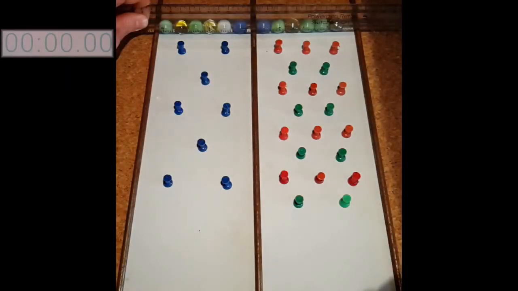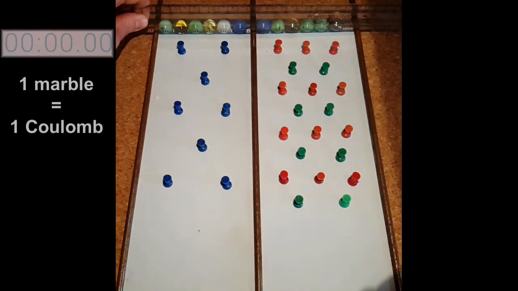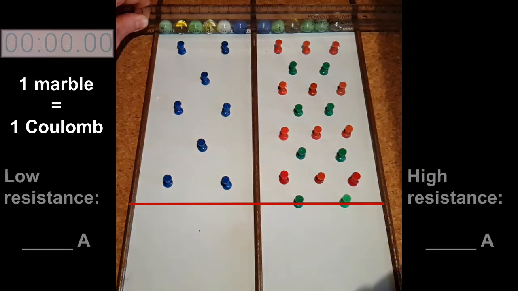So let's try measuring that current. For this, we're going to need to use a stopwatch. And we are going to count every marble as being equal to 1 coulomb of charge. And we're going to count how many marbles passed beyond this line in the first second. And that'll give us how many coulombs per second past that point. This will give us a value in amps for the low resistance and the high resistance wire.